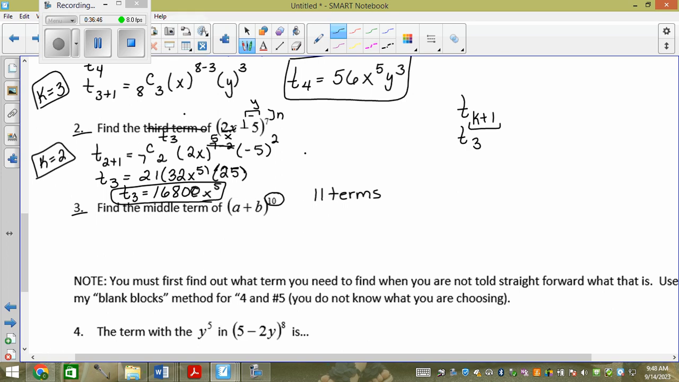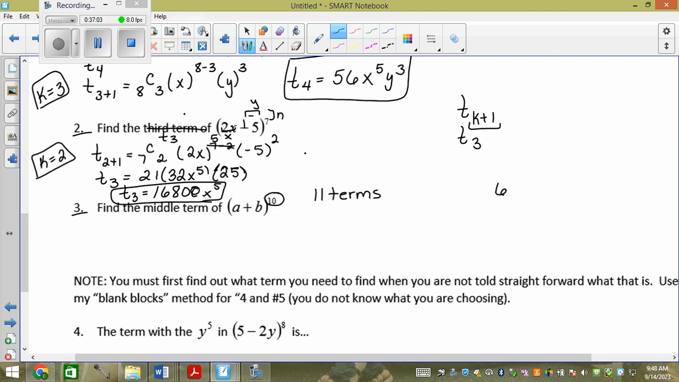So I know I have 11 terms. Some people get stuck with not knowing which one it is. So 1, 2, 3, 4, 5, 6, 7, 8, 9, 10, 11. Worst case, you do this. Oh, I guess I'm erasing them. Didn't know that was happening, but it is.